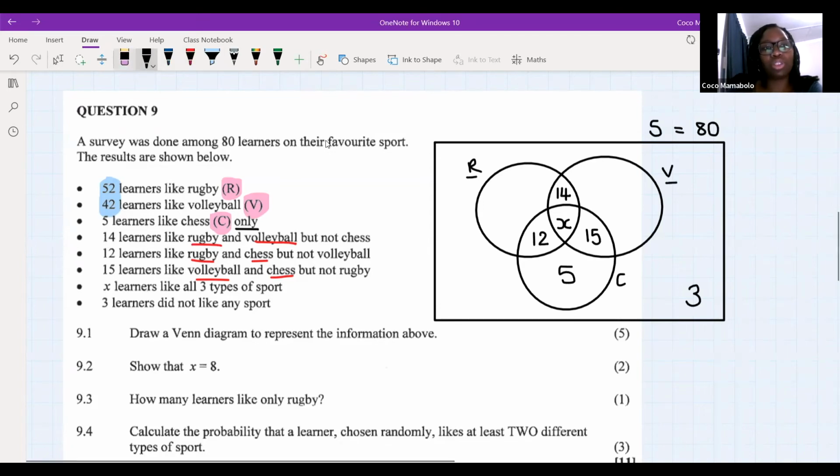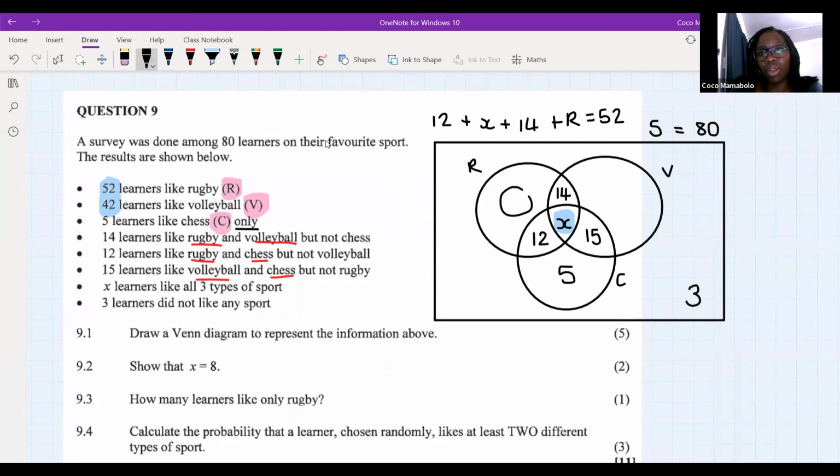Now, this is going to be a bit tricky because we don't know what this X here in the middle is. Okay. But because we know that 52 of them like rugby, we have to have 12 plus X plus 14 plus whatever this over here should be, and all of that should give us 52. Now, that's a bit more convoluted to find if we don't know what this thing over here is. Okay, I'm going to put an R there.